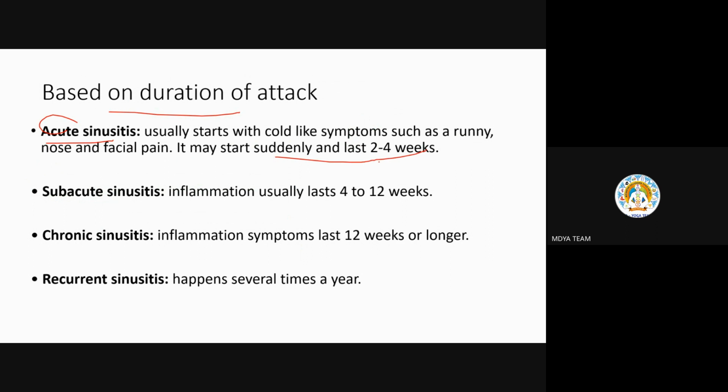The main thing in understanding these variations is to learn how long each lasts. Subacute sinusitis usually lasts for 4 to 12 weeks. You need to learn these numbers. Chronic sinusitis lasts 12 weeks and longer. Then recurrent sinusitis happens again and again, several times a year, with no fixed time.